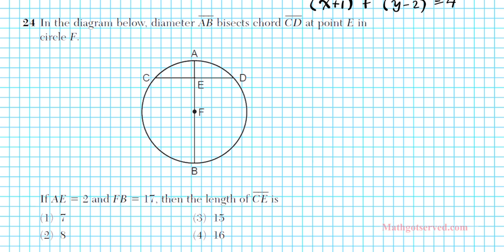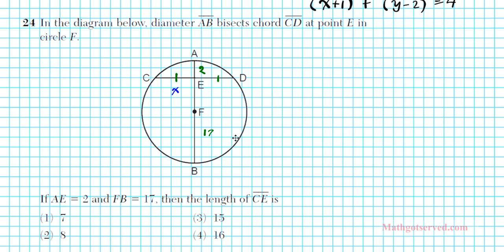Let's take a look at problem 24. It says in the diagram below, diameter AB bisects the chord CD at point E in circle F. So if AB bisects CD at point E, then this side is congruent to this side. If AE is 2 and FB is 17, find the length of CE. Let's call the length of CE x.